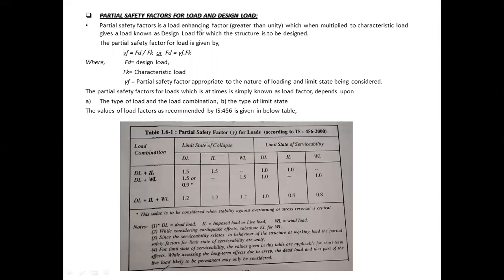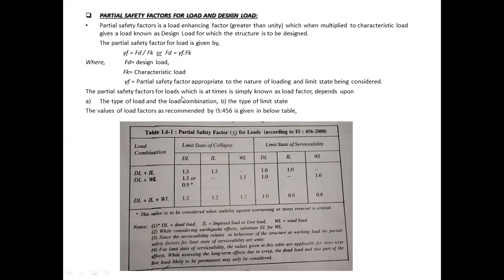Partial safety factors for load and design load. The partial safety factor is a load enhancing factor greater than unity, which when multiplied to the characteristic load gives a load known as design load for which the structure is to be designed. The partial safety factor for load is given by gamma F is equal to Fd upon Fk, or Fd is equal to gamma F into Fk, where Fd is the design load, Fk is the characteristic load, and gamma F is the partial safety factor appropriate to the nature of loading and limit state being considered.